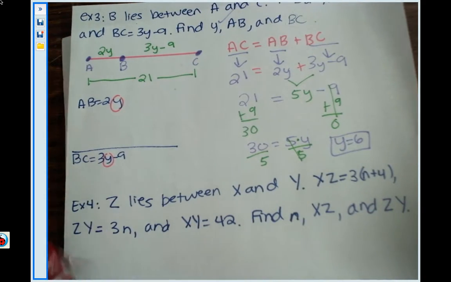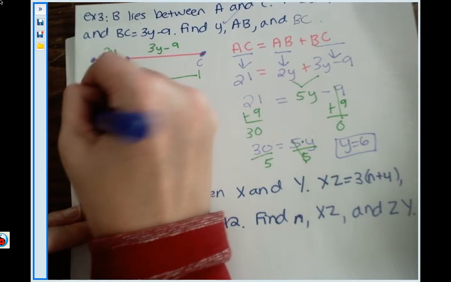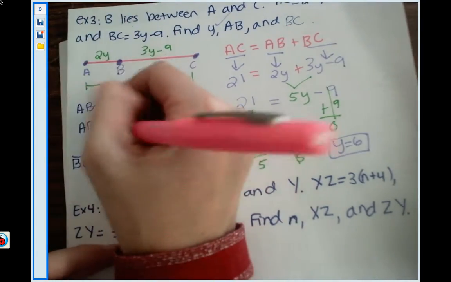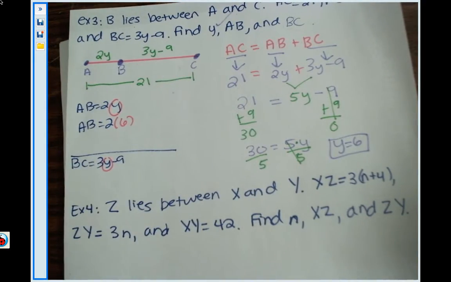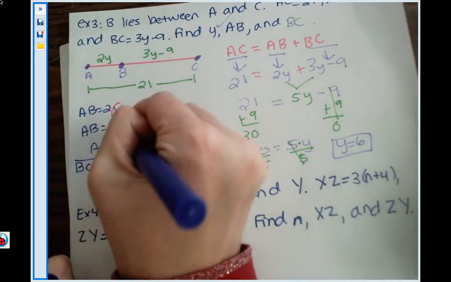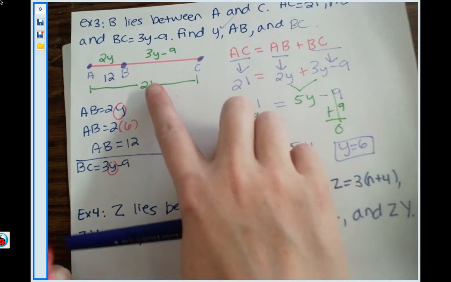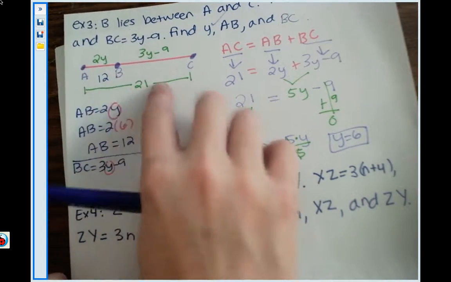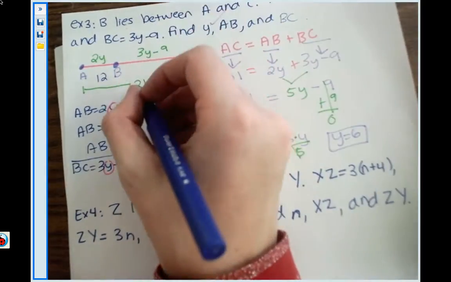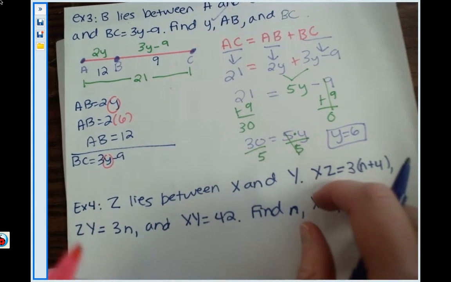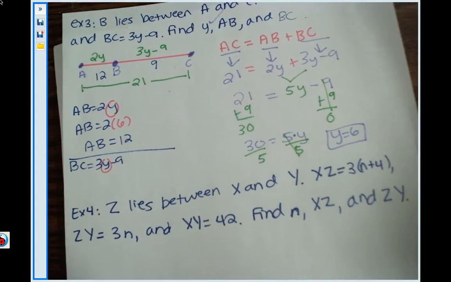So AB equals 2 times my y, which is 6. So 2 times 6, and 2 times 6 is 12. So AB is going to be 12. Technically, I can already figure out BC, because if the whole thing is 21 and this piece is 12, if I subtract these two, I will get this value, which 21 minus 12 is 9. So technically, I already know what BC is, but it doesn't hurt to check to make sure my y value is correct.